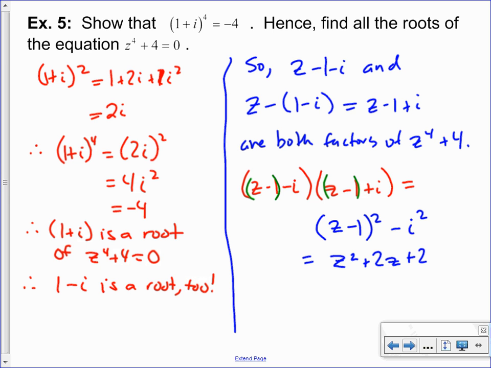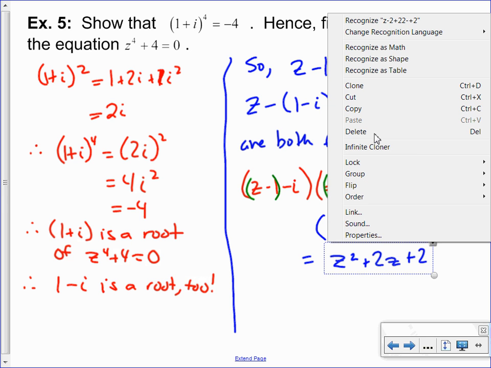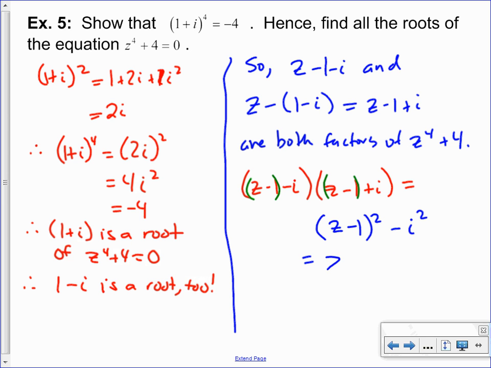This is 1 plus 1. No, he's right. It is minus 2z. Genius. Delete, delete, delete. Okay. So z squared minus 2z plus 2.